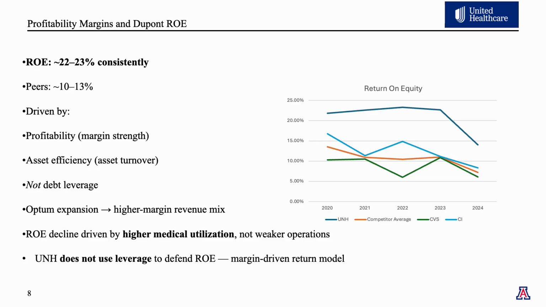And what makes this point even more compelling, in my opinion, is how UNH achieved that return. While some traditional companies may boost their ROE by increasing their leverage, CVS is a great example of this following its large acquisition activity, UNH takes a pretty opposite approach, in that their ROE is driven by profitability and asset efficiency, and not necessarily taking on debt or increasing their leverage.